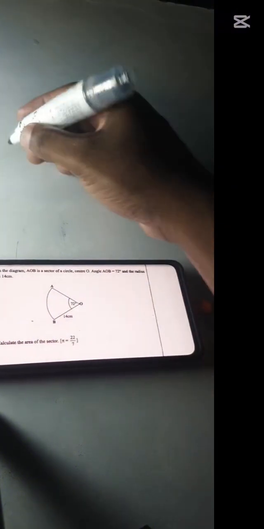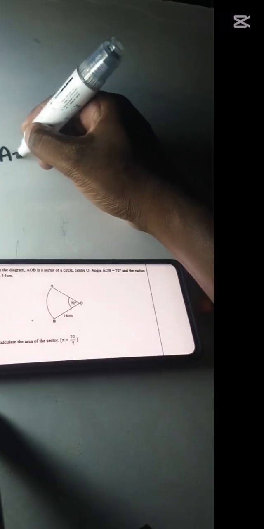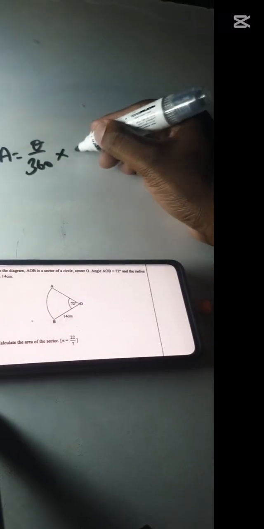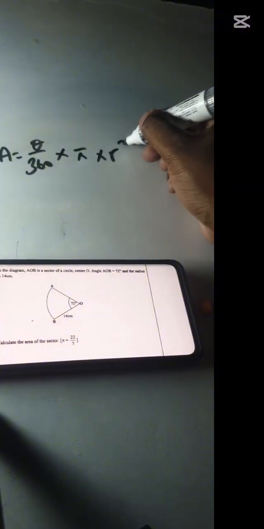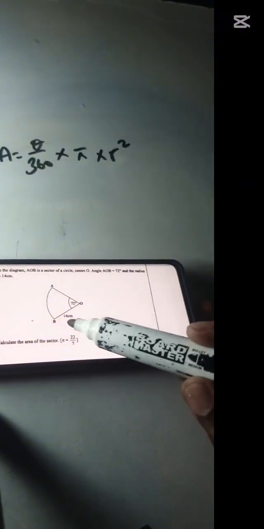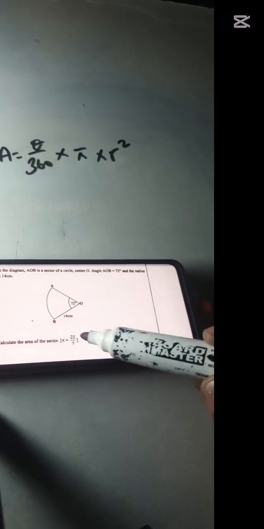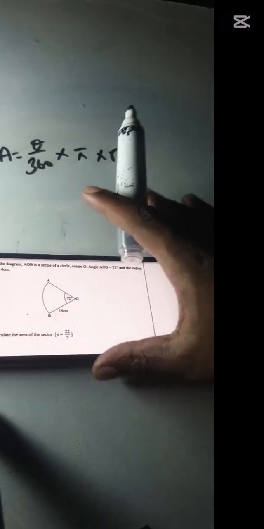Okay, we have been asked to find the area. So we say area is equal to theta over 360 times pi times radius squared. The radius is 14, theta is 72, pi is 22 over 7. Let's go.